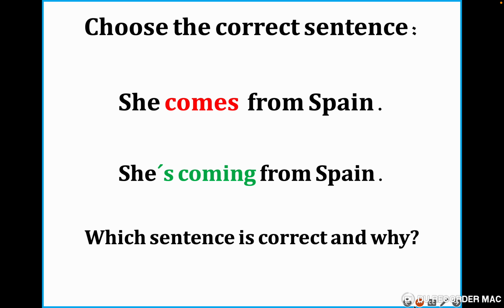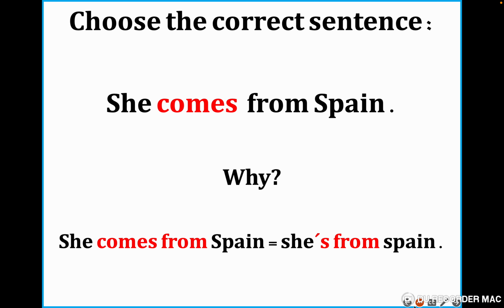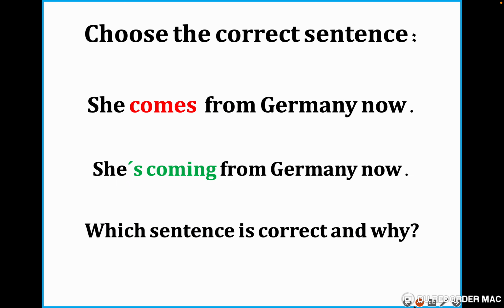Let's see the answer. Let's go to the next slide. She comes from Spain. Why? She comes from Spain equals or is the same as she's from Spain. It means her origin is from Spain. We cannot say she's coming from Spain when we speak about the origin or a country. Okay, so this is the correct one. She comes from Spain. Let's continue.